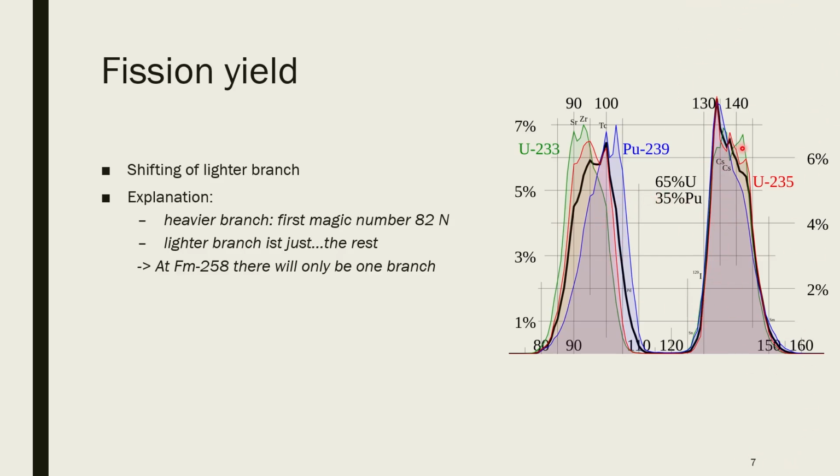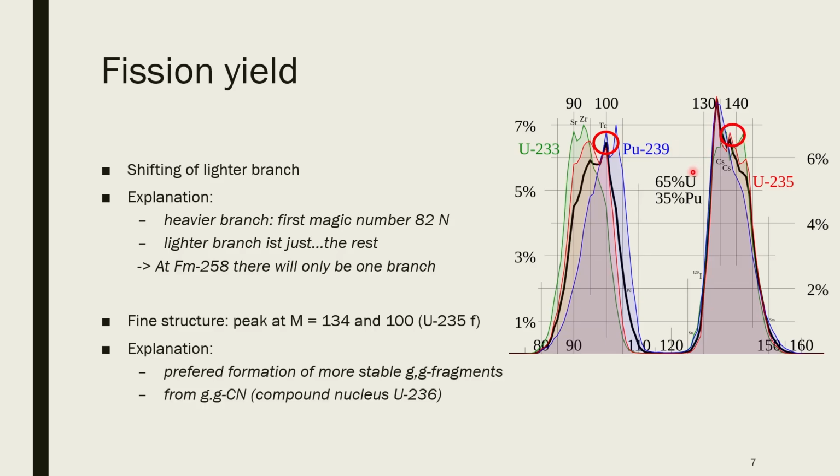And if we look closer, you can see a very fine structure for the uranium 235 fission. You can see that we have a relative peak at 100 here. So this is the red one, relative peak at 100 and 134. Why is that? This is due to the preferred formation of more stable GG fragments.